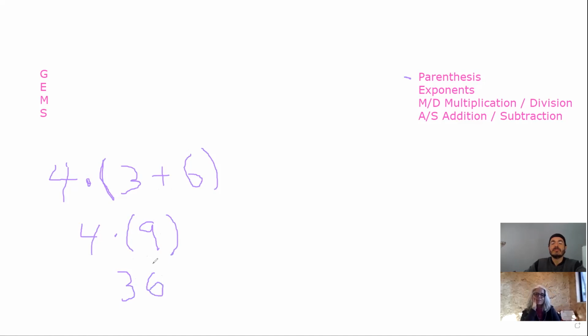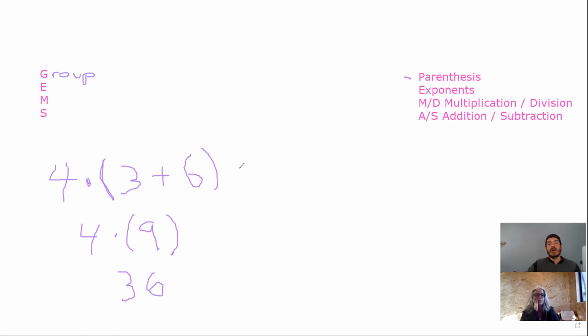Okay, let's talk about GEMS for a second now. GEMS is the same thing as PEMDAS, except it changes up the wording a little bit. Instead of parentheses, they're telling us G, which stands for group. I've also heard it called grouping symbols, just grouping symbols.